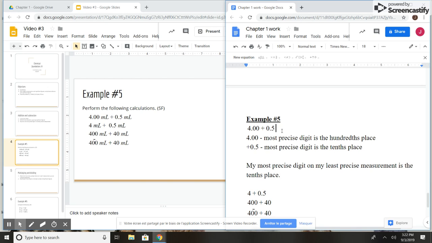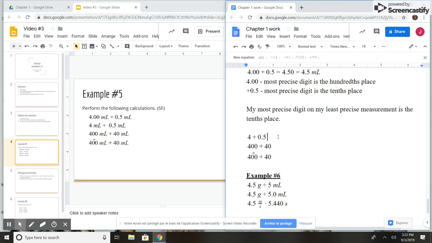So when I add these together, I originally get 4.50, but I'm going to round this to the tenths place. So my final answer here is going to be 4.5 milliliters. I'm going to include the units with the answer. I'm going to work through the other ones a little bit quicker here. For this one, I'm going to round to the ones place, because 4 is less precise than 0.5. So I originally get 4.5, and then to round to the ones place, that becomes 5 milliliters.